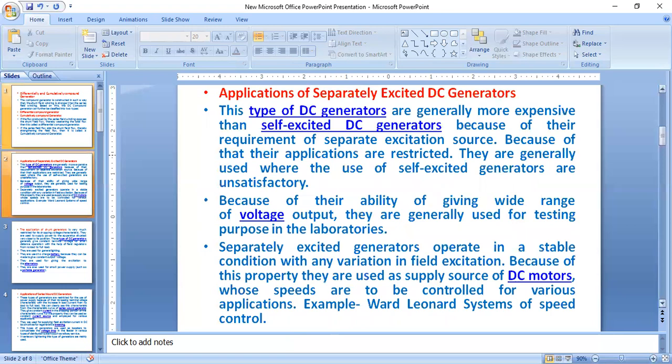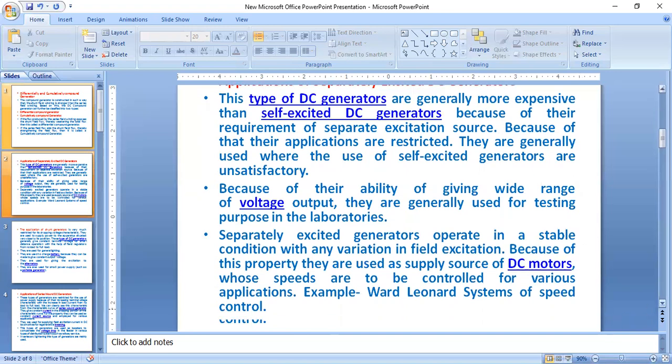Let us discuss the applications of different generators. First, we discuss the applications of separately excited DC generators. This type of DC generators are generally more expensive than self-excited DC generators because of the requirement of a separate excitation source. Because of that, their applications are restricted. They are generally used where the use of self-excited generators is unsatisfactory.